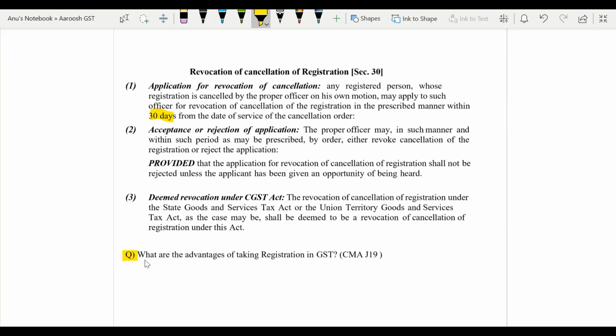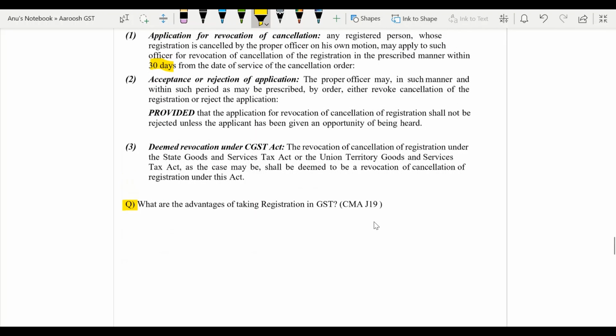Lastly, another question: what are the advantages of taking registration in GST? Right, and this is something that we can also study on.